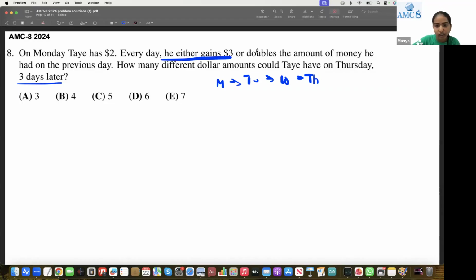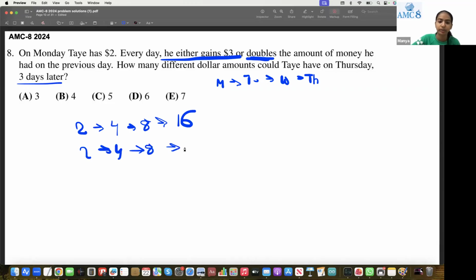And every day he either gains $3 or doubles the amount of money he had. So $2 on Monday. Suppose that he doubles it to $4, $4 times 2 is $8, to $16, right? We just doubled this. But now, how about we do $2 and double, $4 double, but now instead of doubling 8, how about we add 3 to it? Suppose that he just gets $3 on the last day.